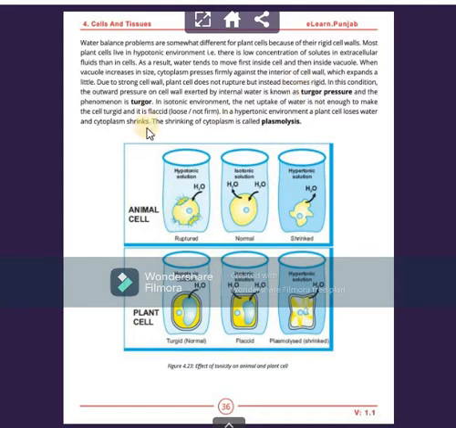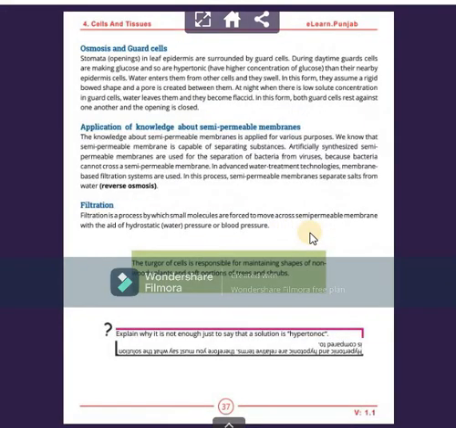There is also one more thing, that there is the shrinking of the cytoplasm, and this shrinking of cytoplasm is called plasmolysis. Then osmosis in guard cells. What is the link of osmosis in guard cells?